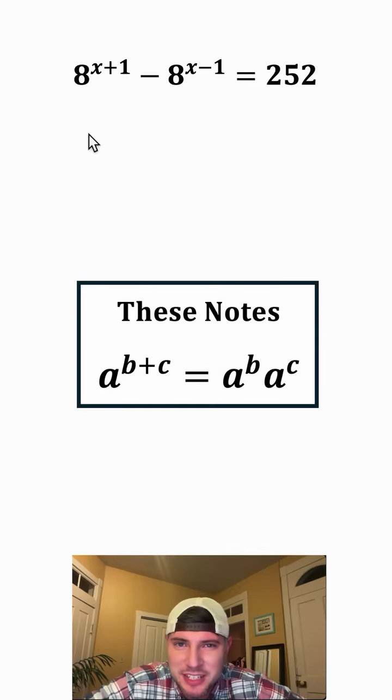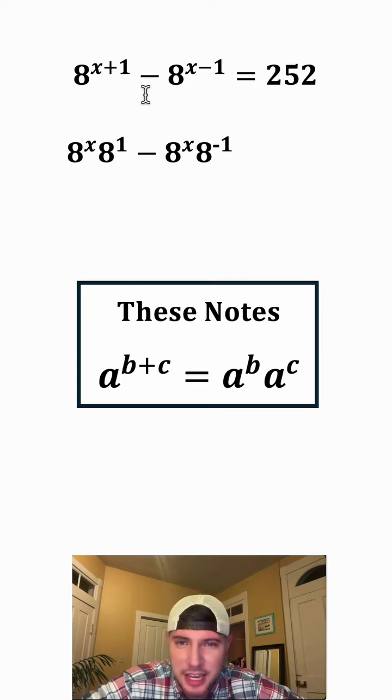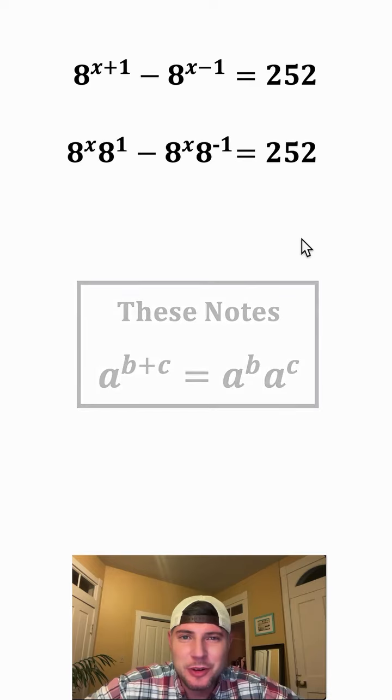A to the b plus c equals a to the b times a to the c. So 8 to the x plus 1 will equal 8 to the x times 8 to the 1. And then we're going to subtract this. 8 to the x minus 1 would be 8 to the x times 8 to the negative 1. And this will still be equal to 252.